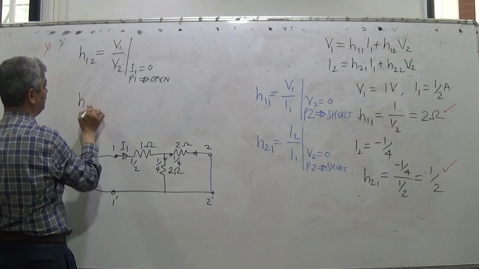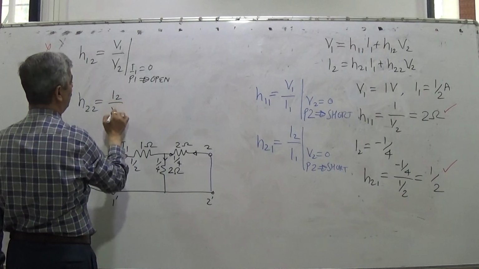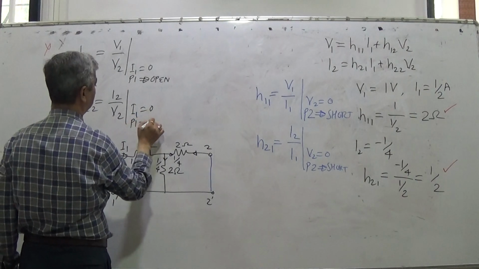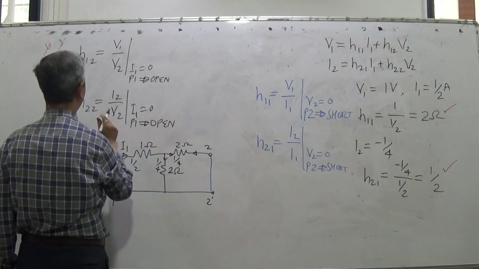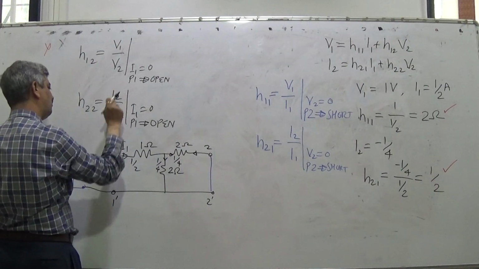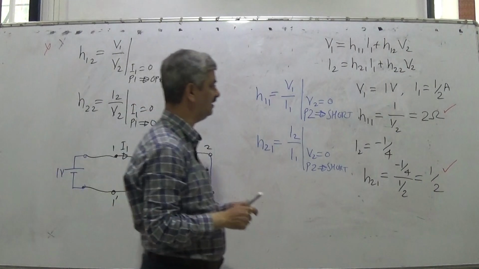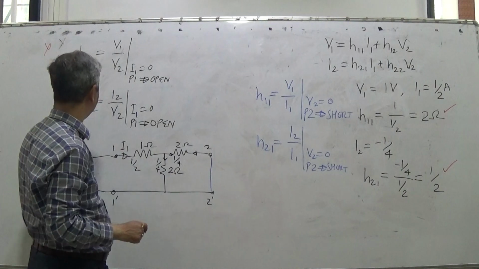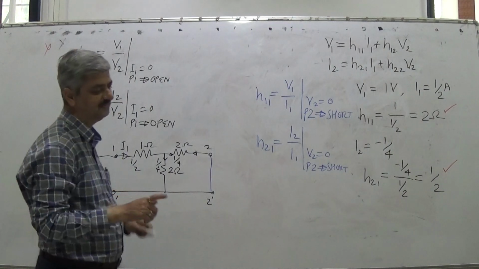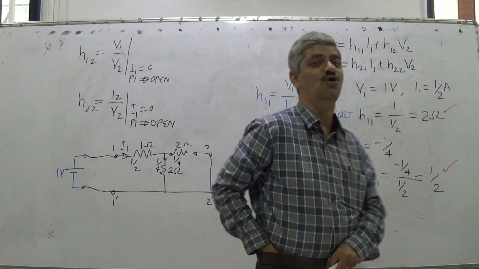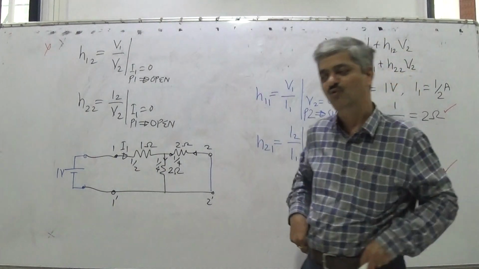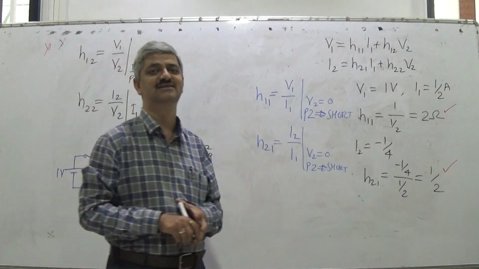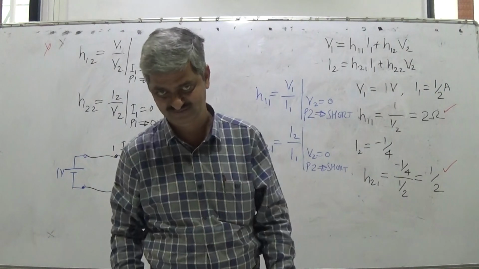And at the same time we get H22. What is H22? I2 upon V2 when I1 is 0 or port 1 is open, and the unit of H22 is ampere upon volt, that is mhos. So H11 is ohm, H21 is unitless, H12 is unitless, and H22 is mhos. In Z parameters all were ohms, in Y parameters all were mhos. In hybrid parameters one is ohm, one is mho, and two are unitless, and that is the reason these are called hybrid parameters, the mixed parameters.